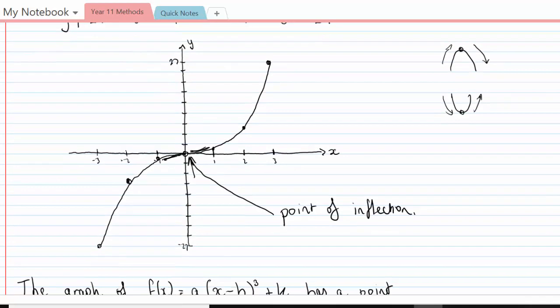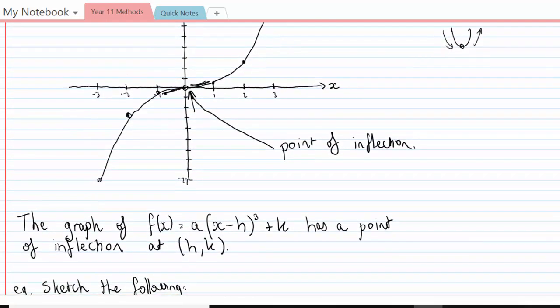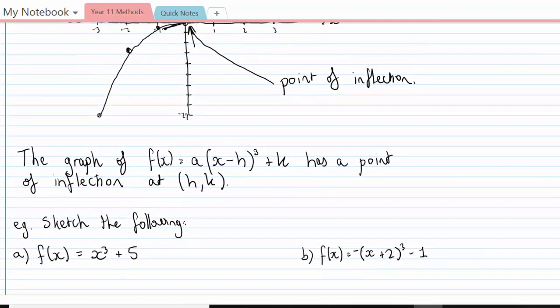And I refer to this form, f of x equals a at the front of x minus h all cubed plus k, as the stationary point form, because it enables us to simply read the transformations off the equation and then create the graph based on that. So we have this stationary point form, and it will always have the stationary point with these coordinates. Okay?